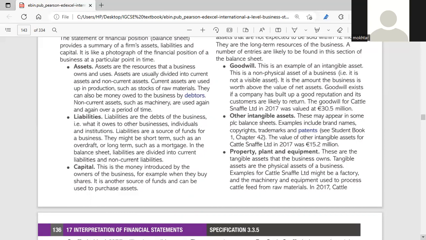For liabilities, liabilities are debts of the business. That is what the business is owing to other businesses. And we have the long-term and the short-term liabilities.